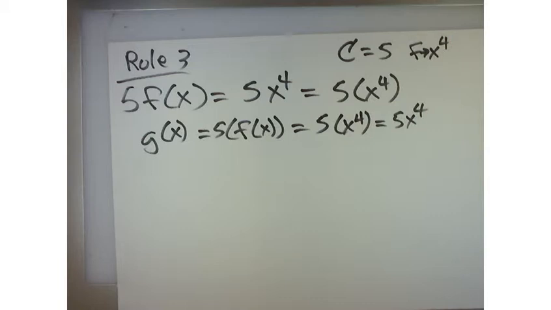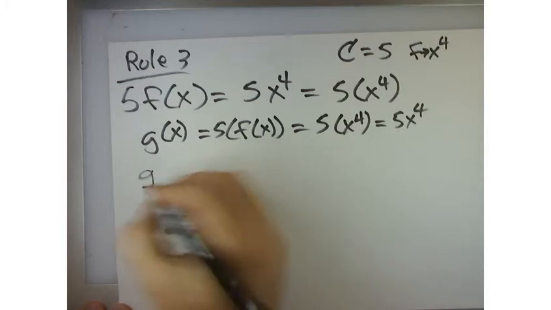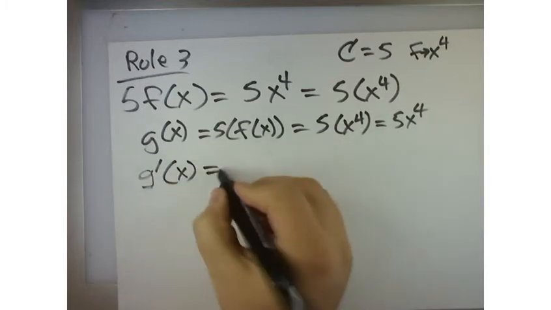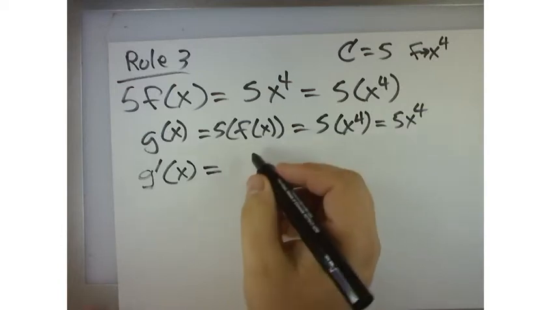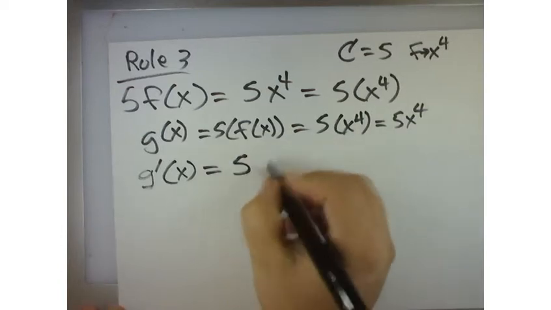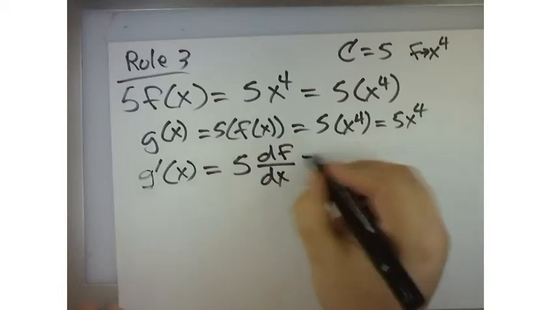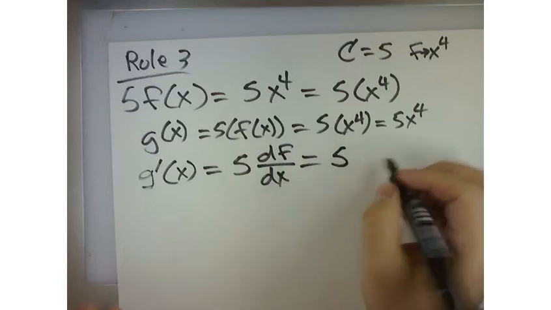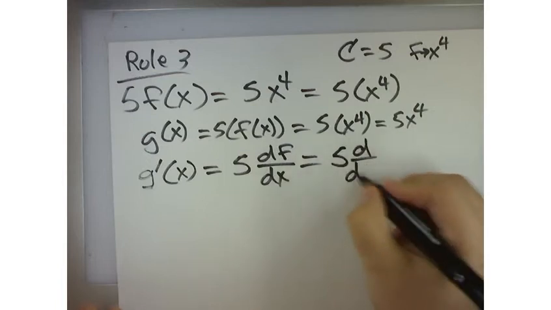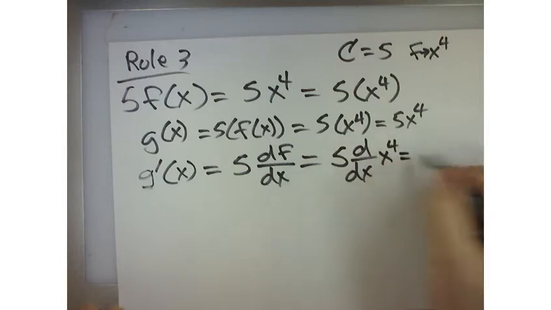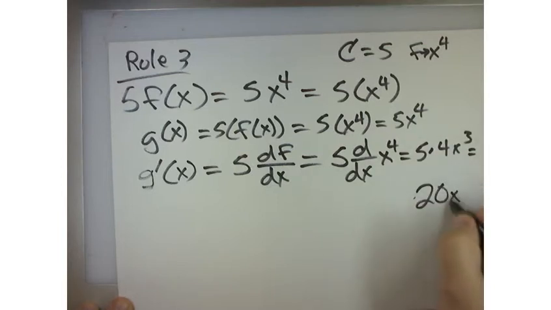So now how do I find g prime? Well, to find g prime, I'm going to leave the 5 alone and take the derivative of f with respect to x, which is really going to be 5 times the derivative d dx of x to the 4th, which is really 5 times 4x to the 3rd, which is really 20x to the 3rd.